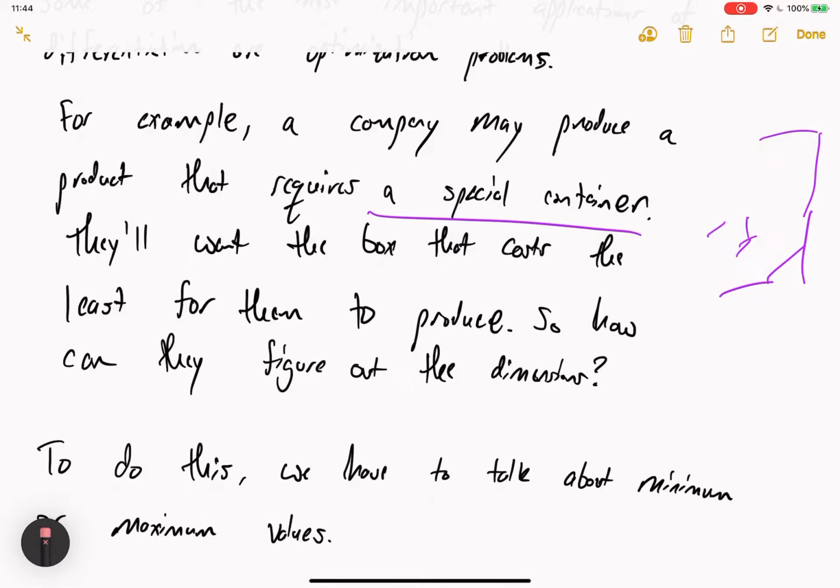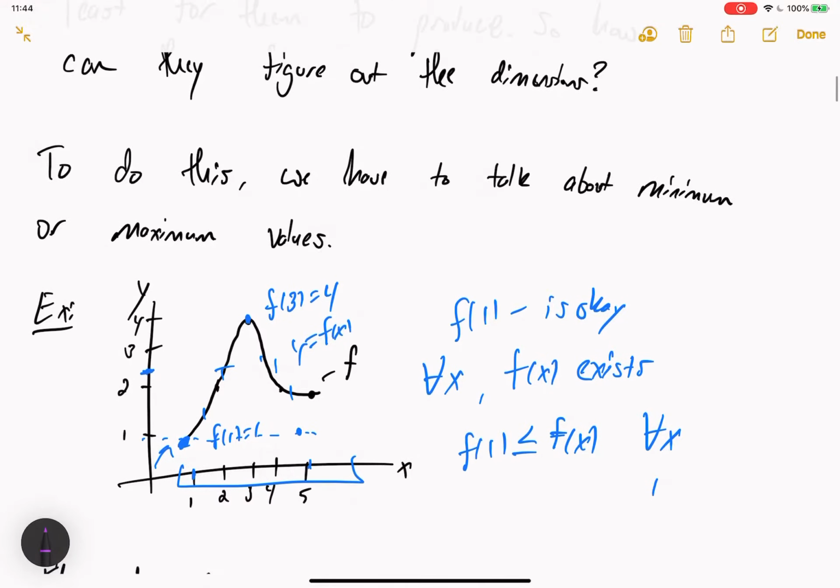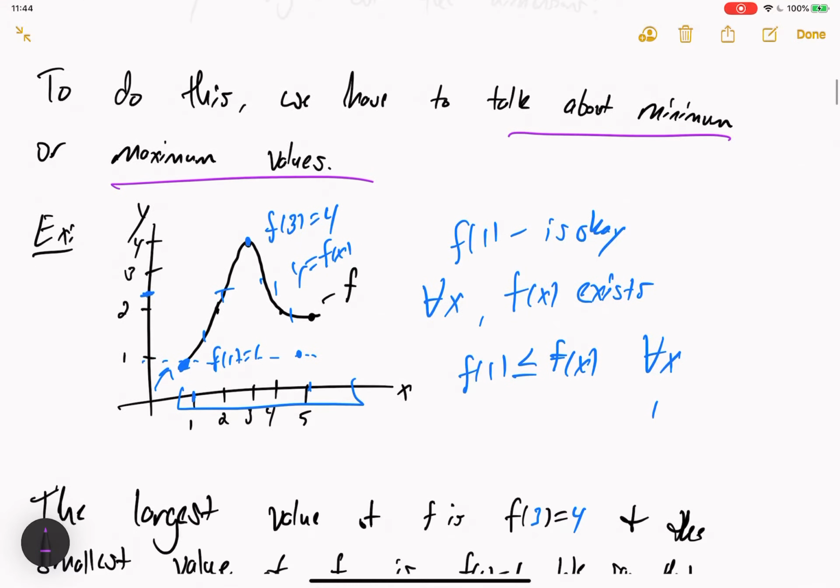So the idea is, you have something that you want to minimize or maximize. You want to maximize profits, minimize costs of things. To do these kinds of problems, we talk about minimum and maximum values.